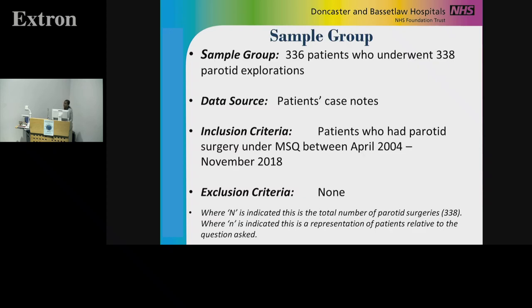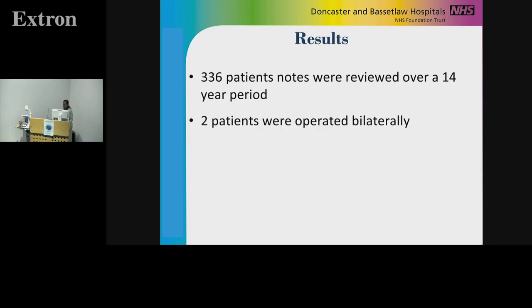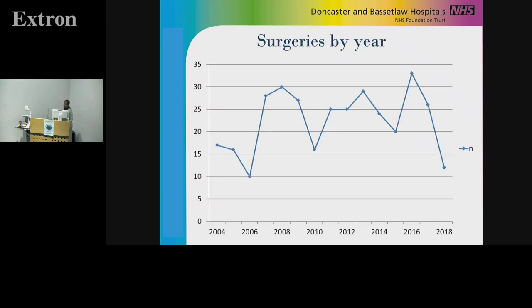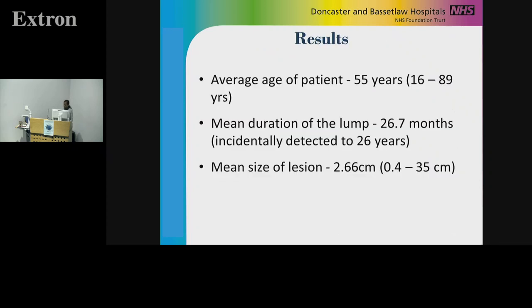So our study group consisted of 336 patients who had parotid operations between April 2004 and November 2018. Looking at the results, of the 336 patients, 2 patients were operated on bilaterally. 1 patient had bilateral Warthin's tumors, while the other patient had Warthin's on one side and pleomorphic adenoma on the other side. This line graph represents the number of operations performed each year, making an average of 24 a year.